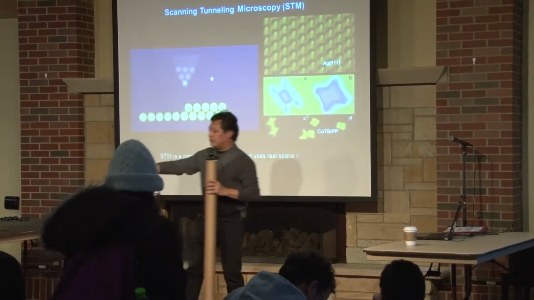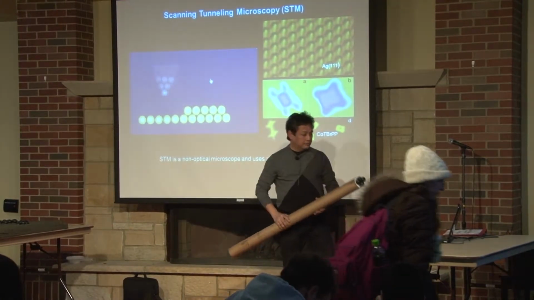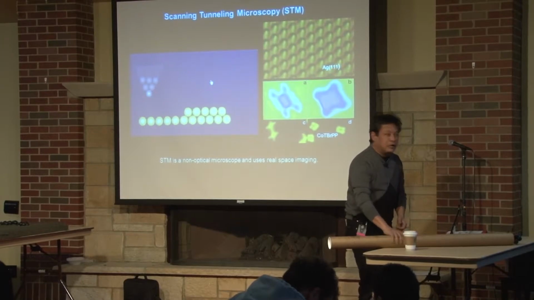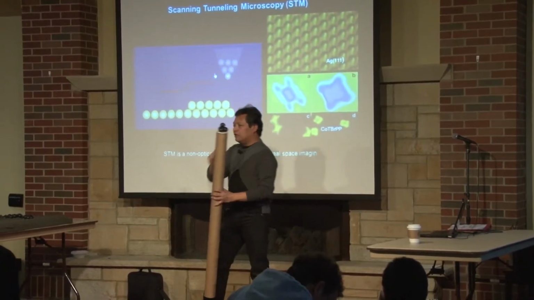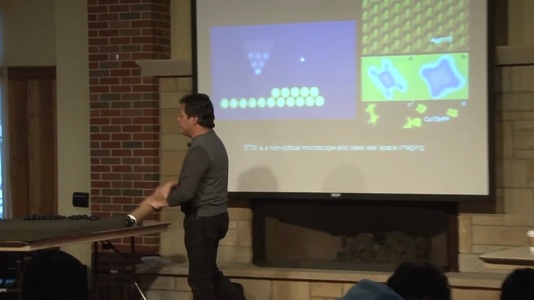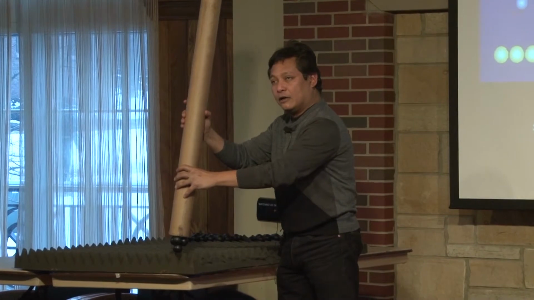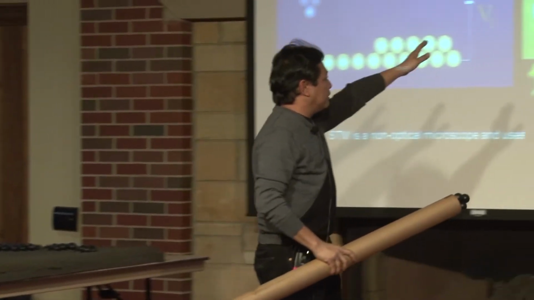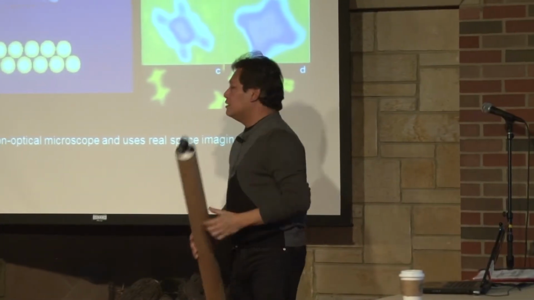So please pass it around. Now you understand one thing. This is called a tip. It's a needle, and we sense along the atomic profile, and we can get images by the computer. We can see the atoms without light.